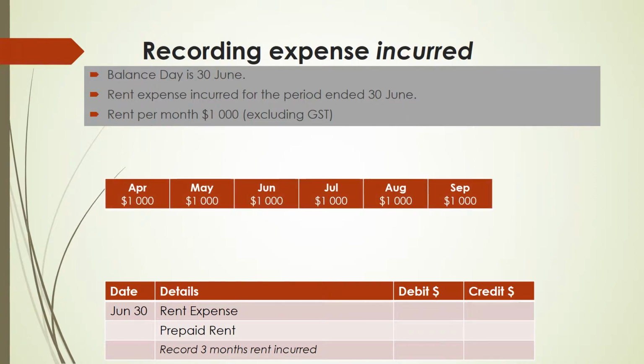So here's a visual to show how the $6,000 rent has been spread across the 6 months. And on the 30th of June is our balance day. So here we can see that 3 months of rent expense has been incurred, totaling to $3,000. So on the 30th of June, we need to record a debit to the rent expense account and credit to the prepaid rent expense account because we are recording 3 months rent incurred.